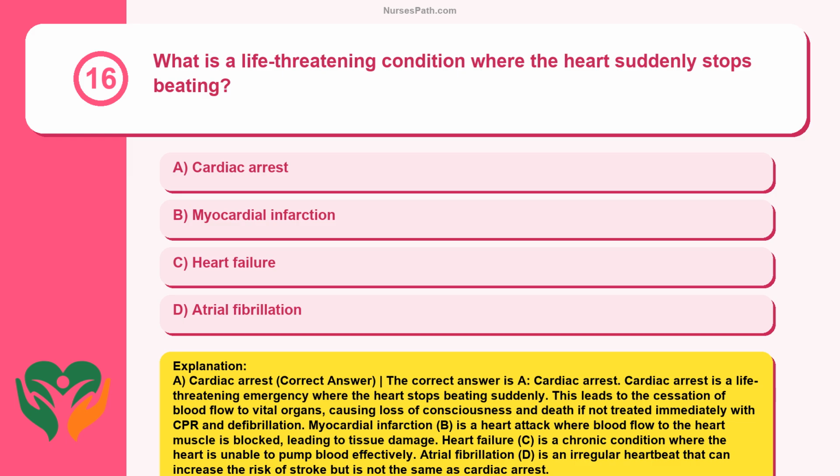Myocardial infarction, B, is a heart attack where blood flow to the heart muscle is blocked, leading to tissue damage. Heart failure, C, is a chronic condition where the heart is unable to pump blood effectively. Atrial fibrillation, D, is an irregular heartbeat that can increase the risk of stroke but is not the same as cardiac arrest.